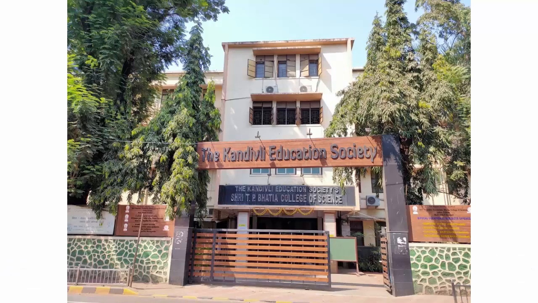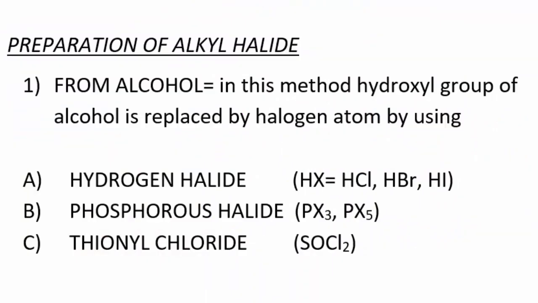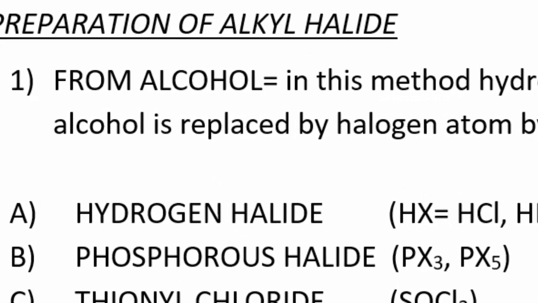Bhatia College. Today we'll continue with the chapter on halogen derivatives. Hello students, today we're going to start with the methods of preparation of alkyl halides. There are different methods for the preparation of alkyl halides, out of which we'll start with the first method of preparation, that is from alcohol.